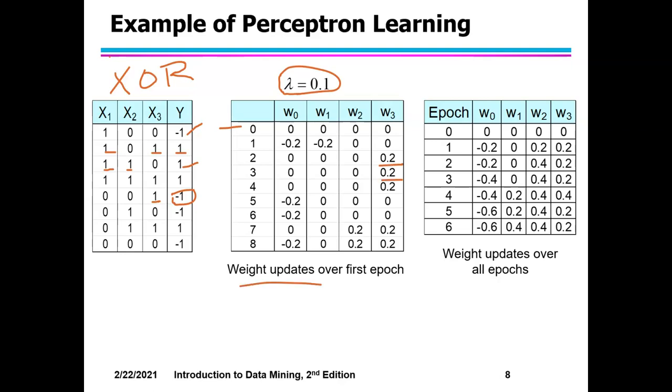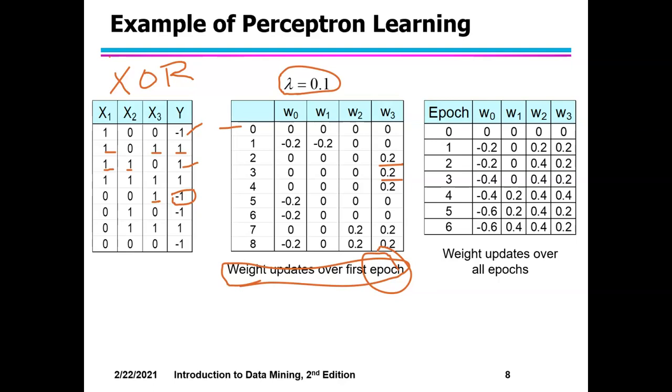So you are updating the weights over the first epoch. Epoch is a historical terminology; epochs means thousands and millions of years, right? Usually it is historical, but here an epoch means when you complete one full iteration for the perceptron. So we have one epoch, second epoch, third epoch.